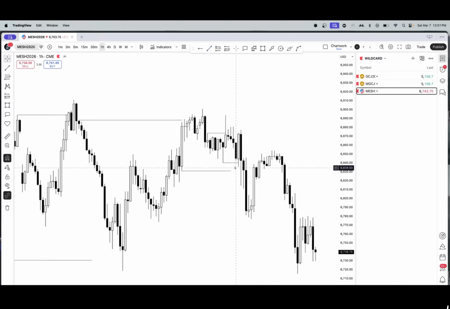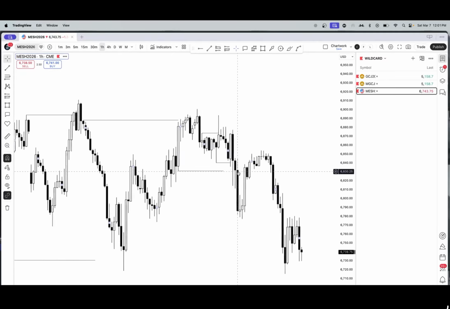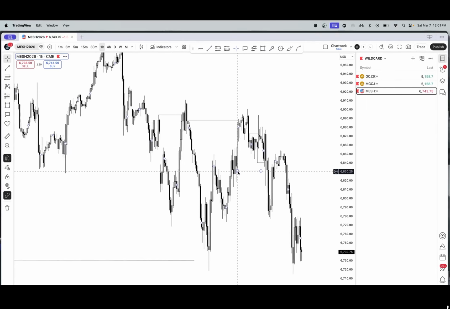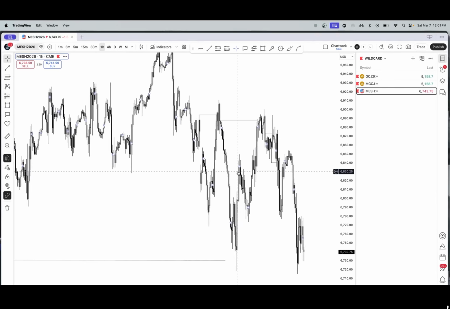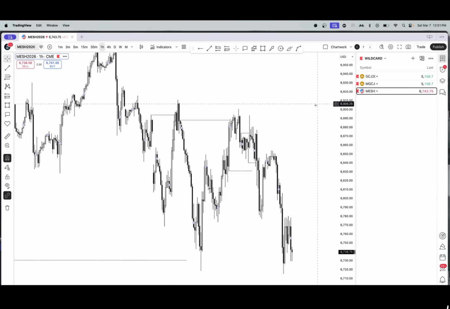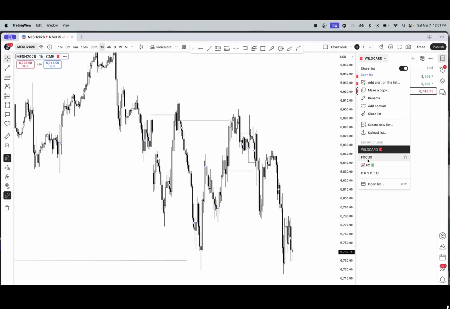What I would do in this scenario, I don't even know what I would do. I would stay away from this price action. I'm sorry, Chris. This is terrible. This price action, nope.